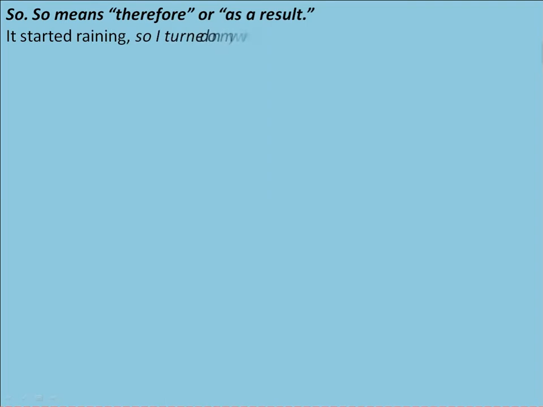So let's move on to our last coordinating conjunction, that is "so." "So" means therefore or as a result. When you combine two independent sentences using the coordinating conjunction "so," the second clause follows from the information given in the first clause. The second clause can be a direct or necessary cause and effect result from the first clause. For example, it started raining, so I turned on my windshield wipers.